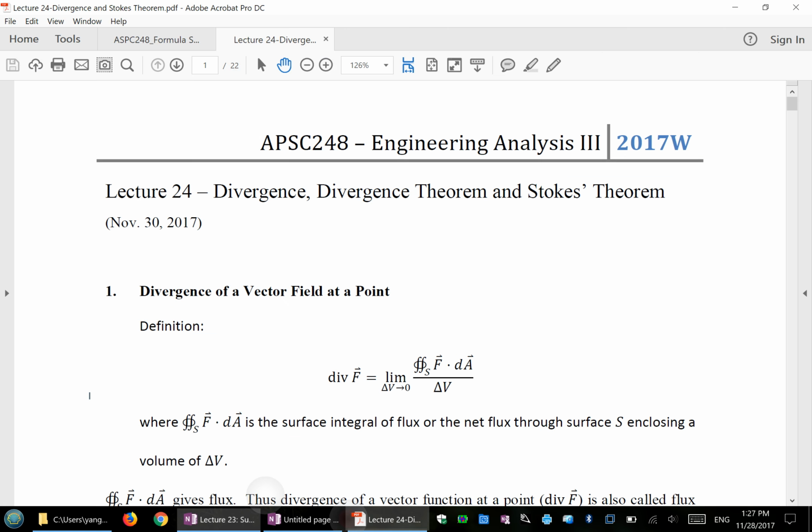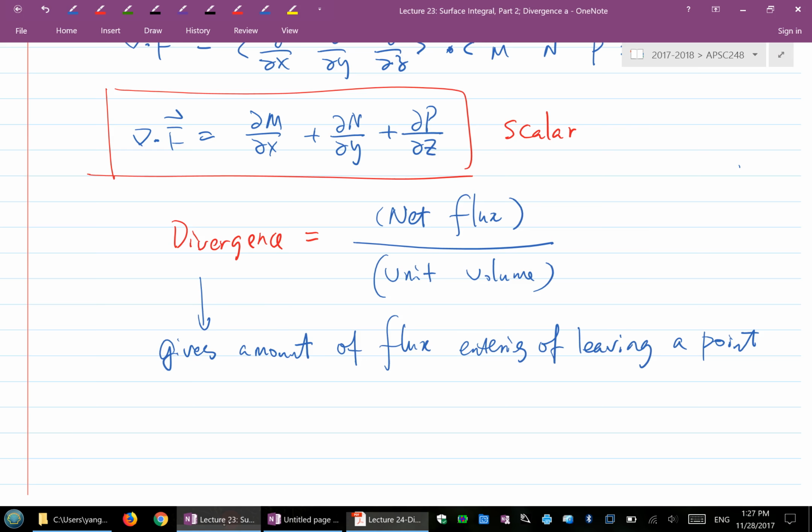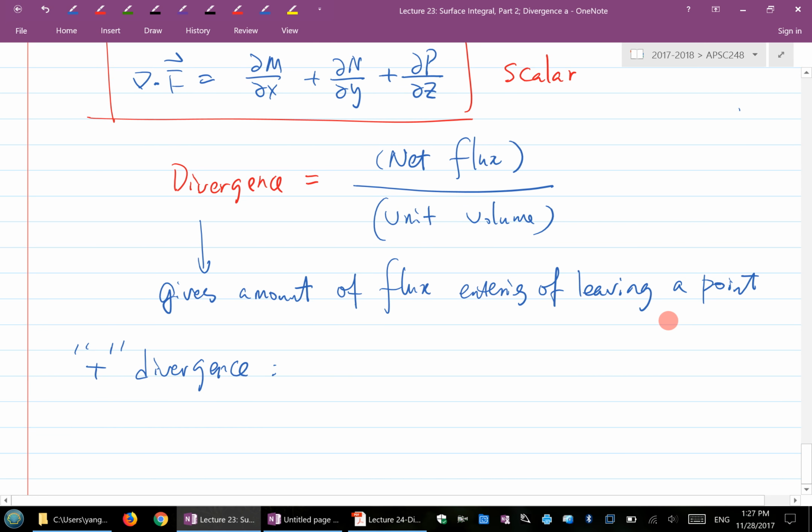Basically, if you have a positive divergence, meaning you have a flux coming out of the point, that point you consider as what? As a source. So if you have a negative, you basically consider it as a sink.